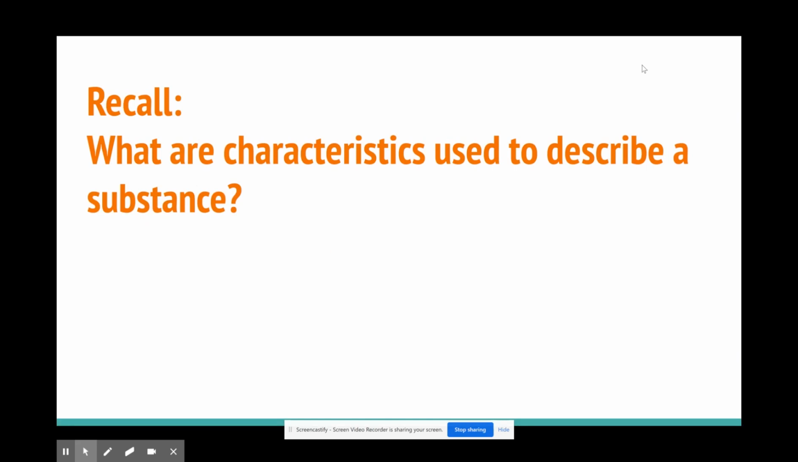What are characteristics that we use to describe a substance? Pause the video right now, write that down in your notes. The correct answer is properties. Properties is another word for characteristics used to describe a substance. We're going to talk about these today.